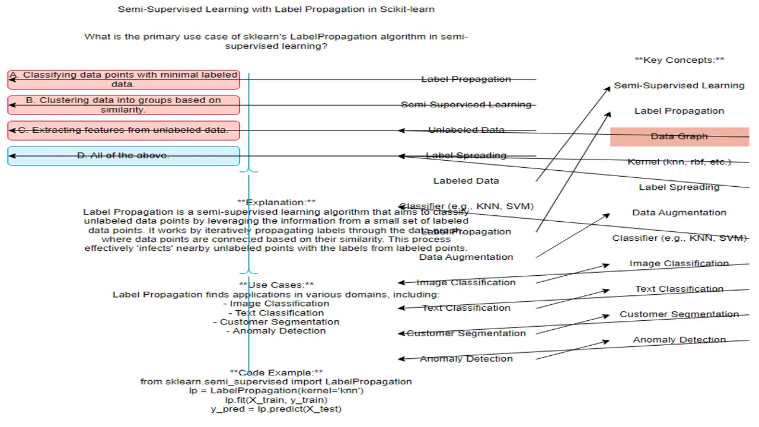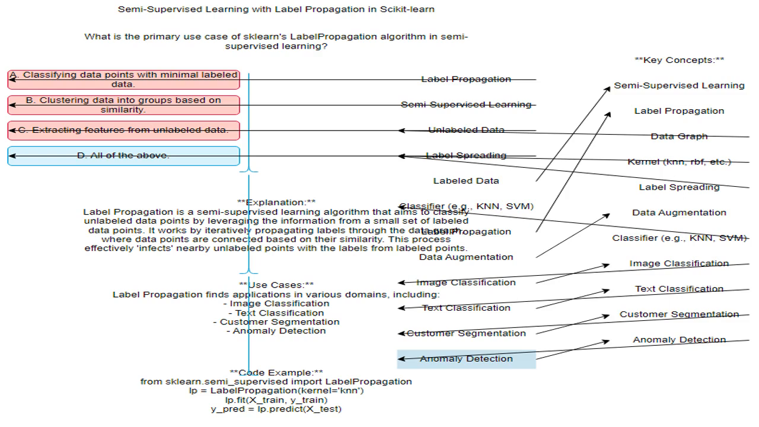Unlabeled data. Feature extraction. Data graph. Kernel KNN, RBF, etc. Anomaly detection. In anomaly detection, you might use label propagation to identify unusual data points that don't fit into the typical patterns defined by the labeled data. However, it doesn't create new features to support this. It relies on existing features to determine which data points are outliers.